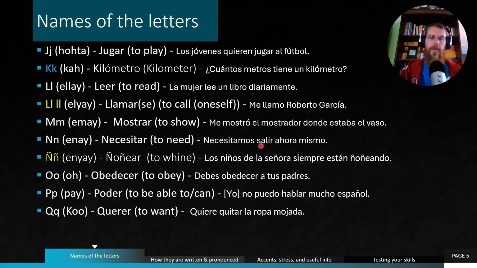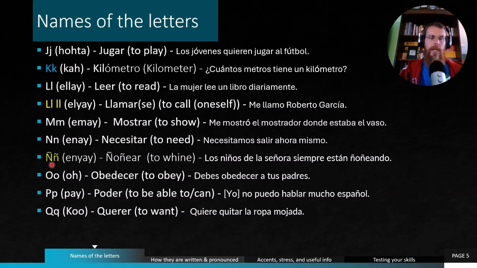Salir means to leave. And then ahora means now. And mismo means same. But when you have ahora mismo, it means right now. So necesitamos salir ahora mismo means we need to leave right now.